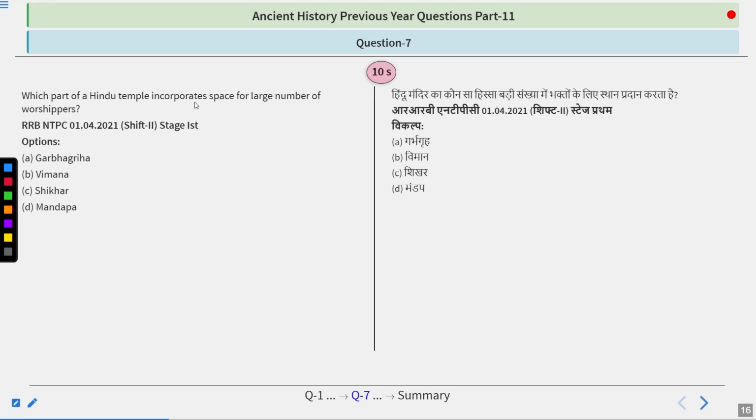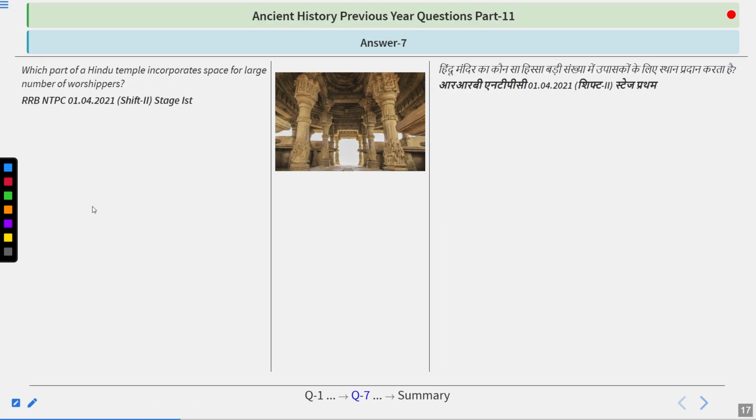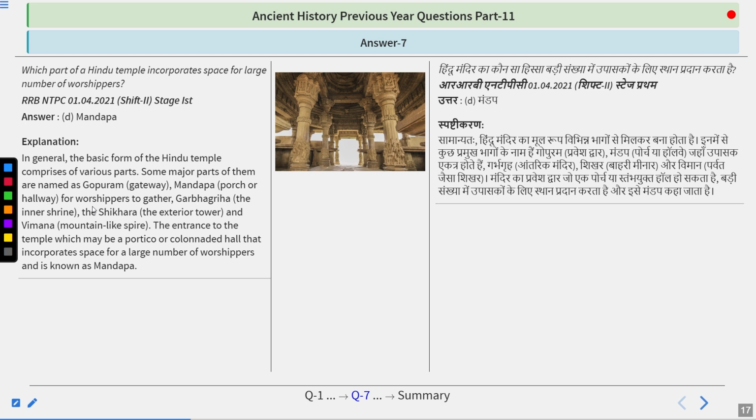Which part of a Hindu temple incorporates space for a large number of worshippers? Garbhagriha, Vimana, Shikhara, or Mandap? So take your time and answer this question, guys. And I hope you got the right answer. So here you can see it is a structure of a temple. If you have seen any ancient temple, most of the temples are like this. These are the pillars, and this is the space where the people can sit or they can worship. So this place is called mandap.